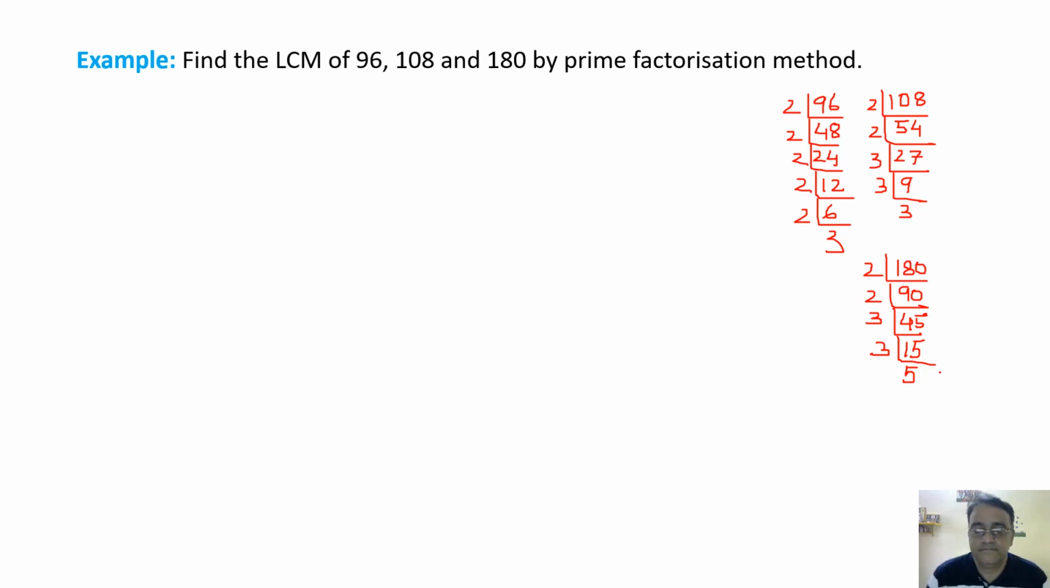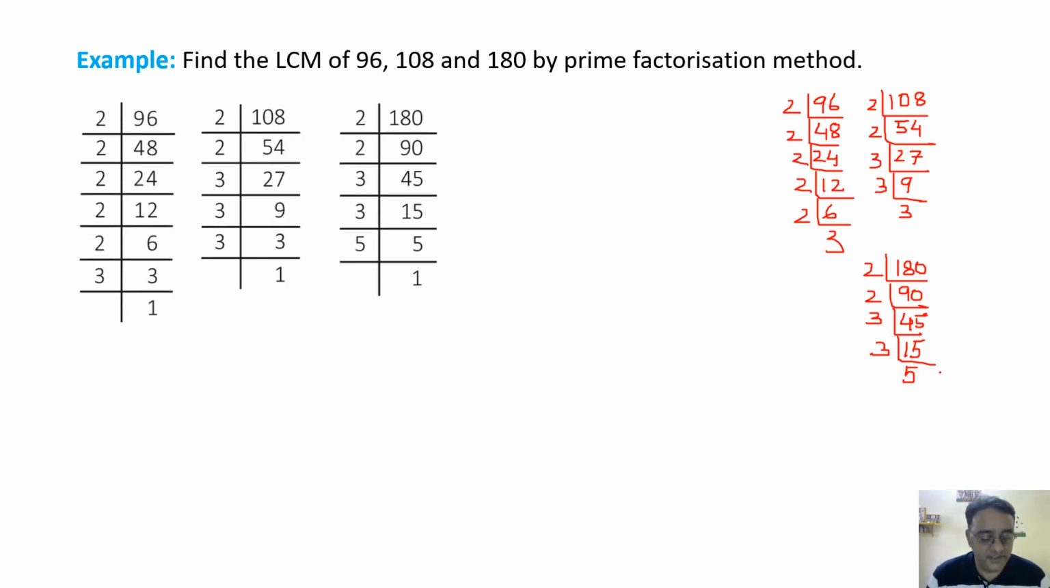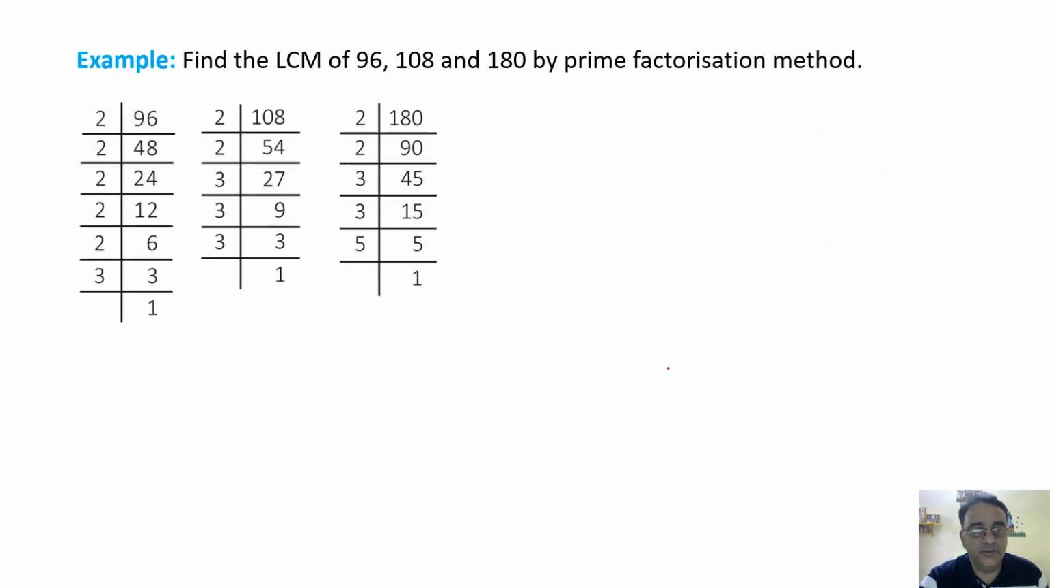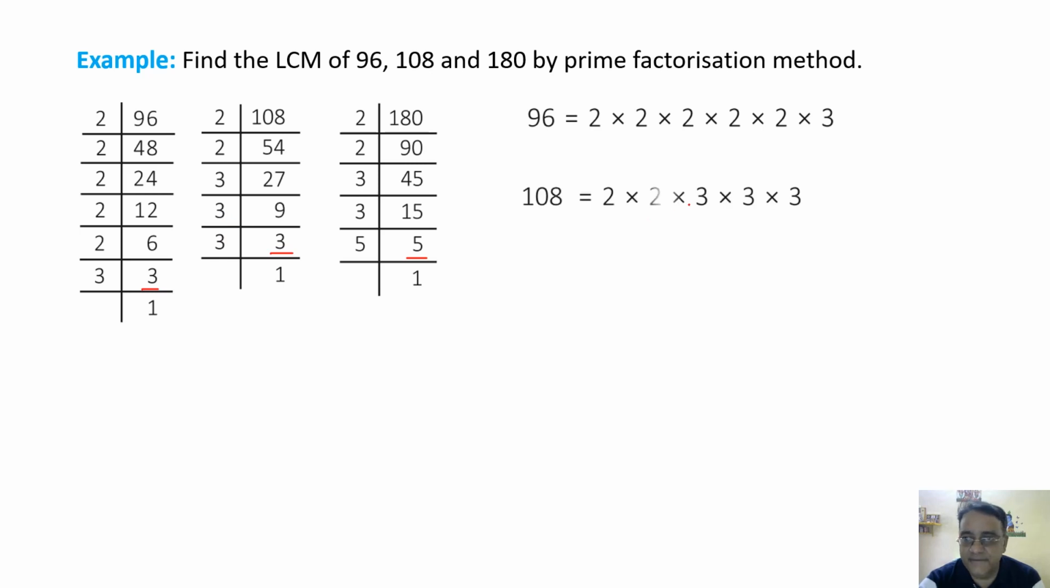Okay, so we got this prime factorization. I told you that you can stop at 3. You can stop at 3 for this one also. You can stop at 5 for this one also. So for 96 we got 2 into 2 into 2 into 2 into 2 into 3. And for 108 we got 2 into 2 into 3 into 3 into 3. And for 180 we got 2 into 2 into 3 into 3 into 5.